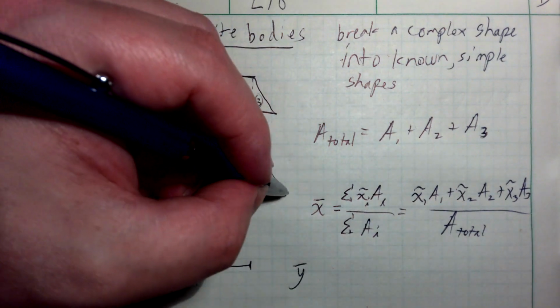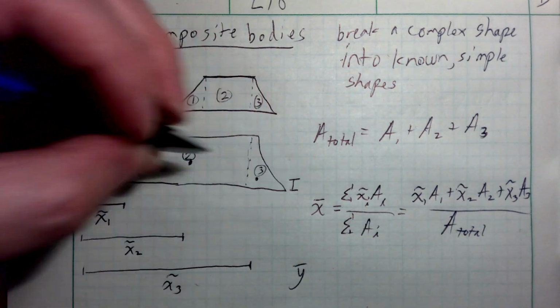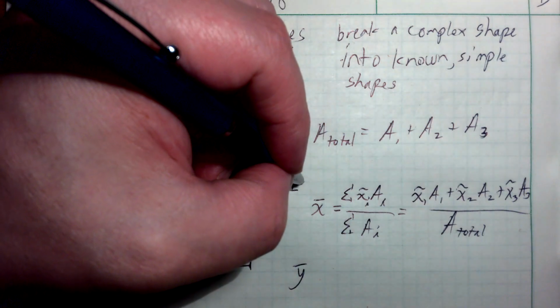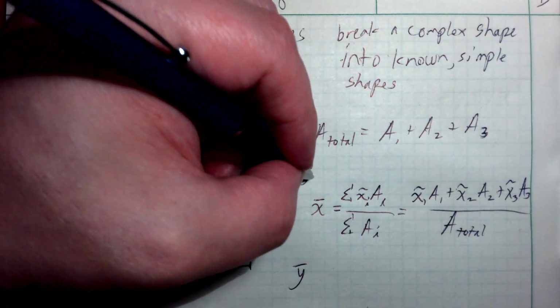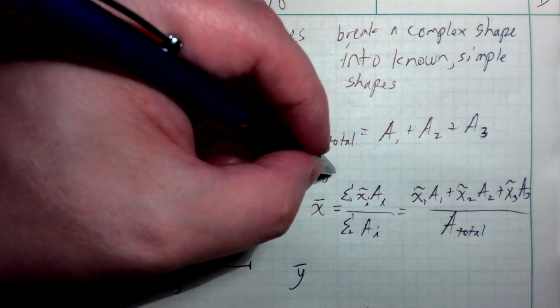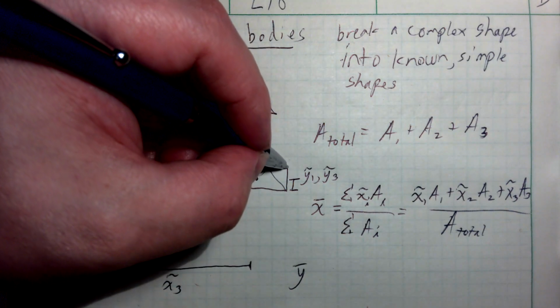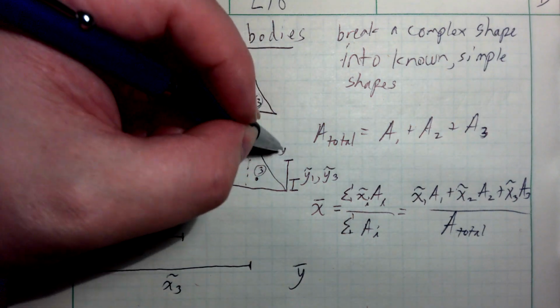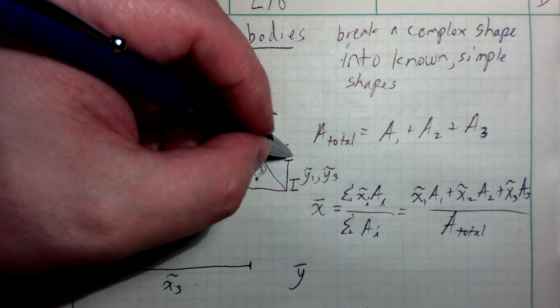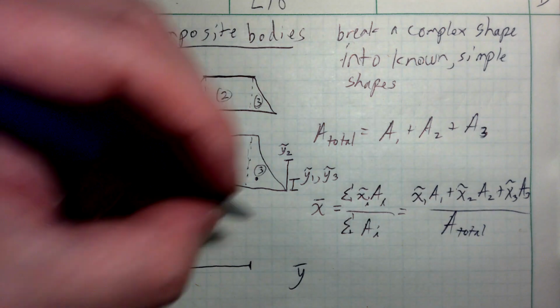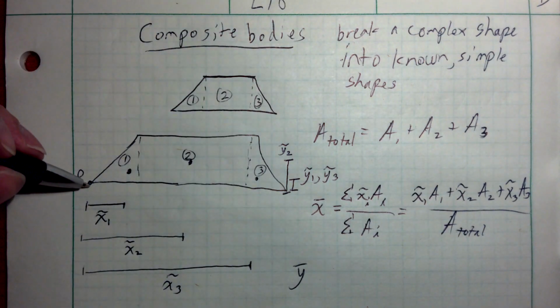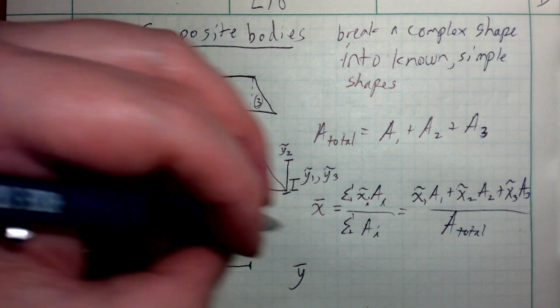For y bar, let's say these two triangles are essentially the same shape, so this is y tilde 1, and it's also the same for y tilde 3. They're both located at the same height. And then y tilde 2 is up a little higher because it's to the center of that rectangle. Again, we're measuring from this origin here.